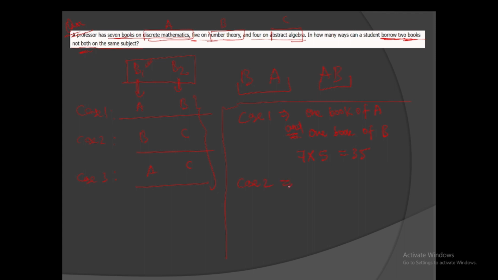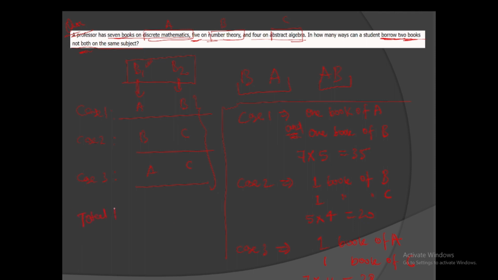Case 2: one book of B and one book of C. One book of B means 5 ways, and one book of C is 4 ways, means 20 ways. Case 3: one book of A and one book of C. So one book of A can be chosen in 7 ways, and one book of C can be chosen in 4 ways. So 28.